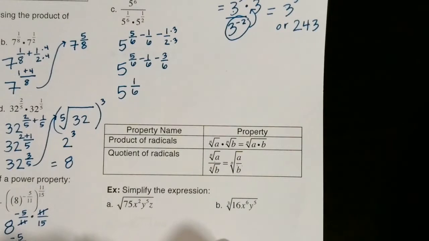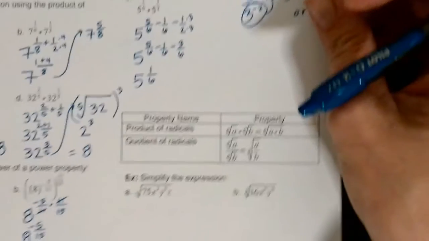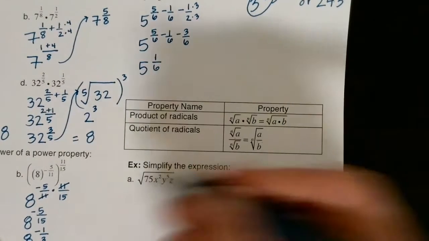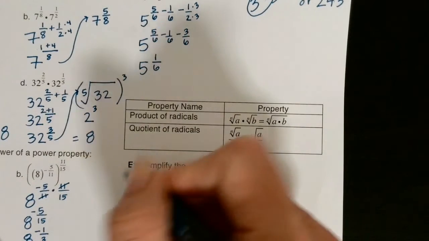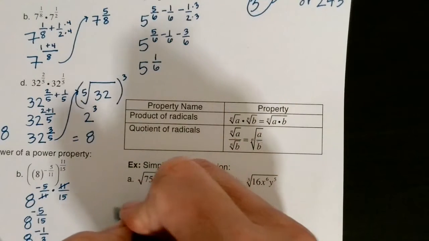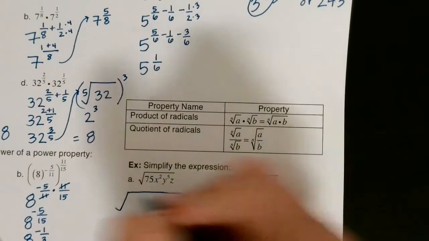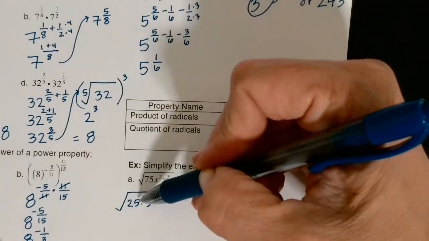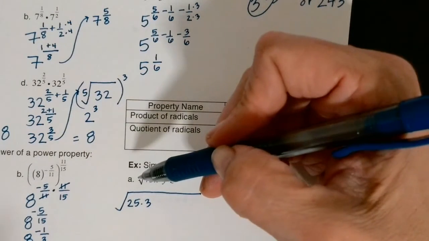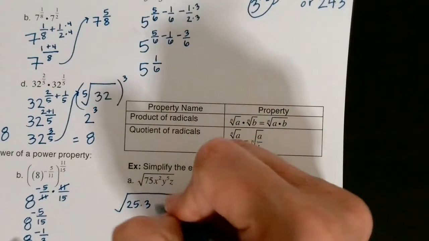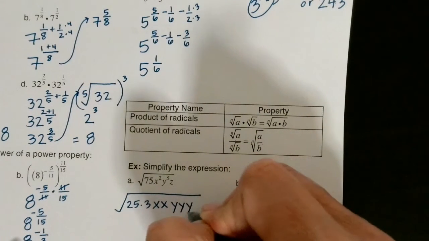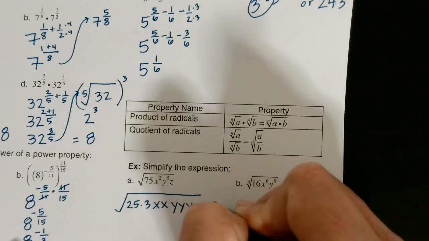They have to be like terms, and we'll go into that later, but for right now, we are going to figure out how to simplify these guys right here. So 75 is, if you guys can all agree, 25 times 3. Now, this is a square root, so I picked a perfect square. So I'm going to leave it like that, and then I have x times x, and then I have y times y times y times y times y, and I have z.